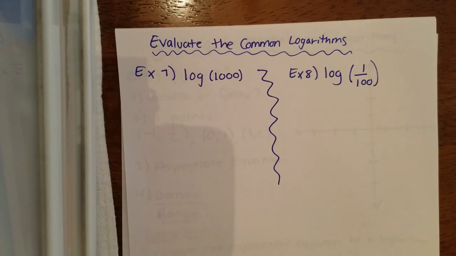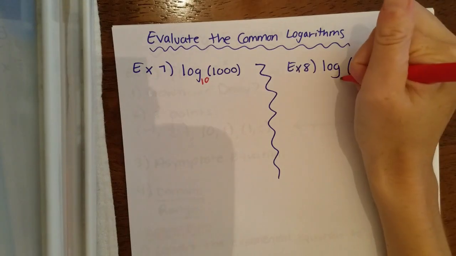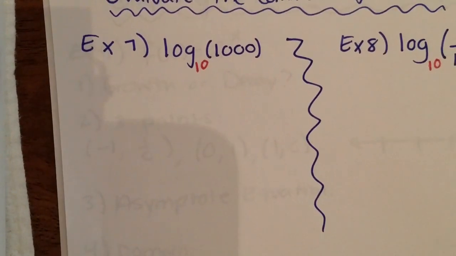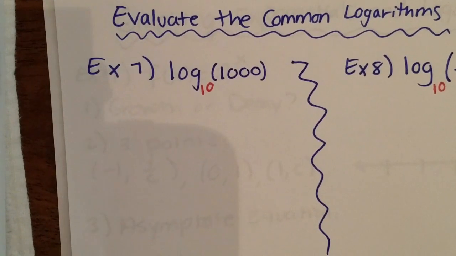All common logs are like that. That just means if you don't see a base, secretly there's a 10 hanging out in its spot. You don't have to write the 10 in there, but if it helps you remember that 10's hanging out there, go ahead and write it in. From here, these progress like our last problems did. So if you think you understood examples 3, 4, 5, and 6, then 7 and 8 from here on out are the exact same. So go ahead and pause the video and try 7 and 8 on your own if you would like.